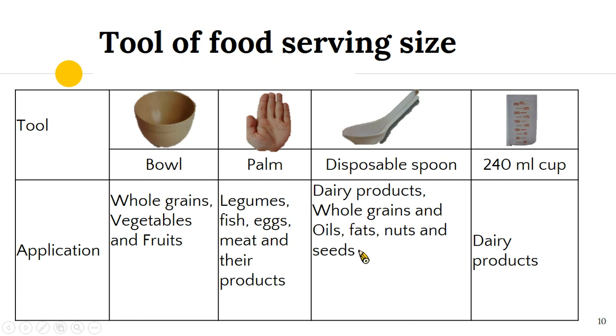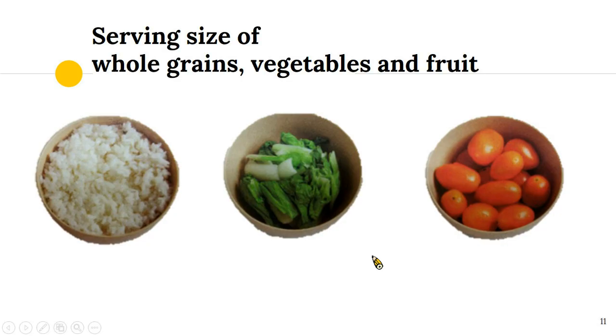Let's move on to the next page. The figure shows the serving size of whole grain, vegetable, and fruit, but not all are one serving. Left side, a bowl of rice has 4 servings. In the middle of the figure, a bowl of vegetables has 1 serving with an edible portion. The right side of the figure, a bowl of fruit has 1 serving with an edible portion.